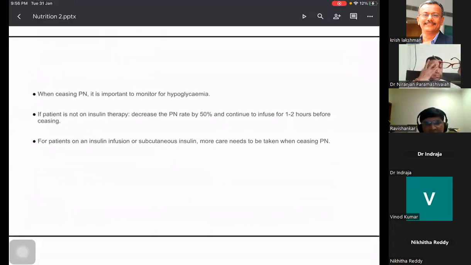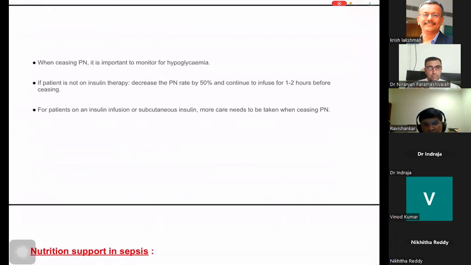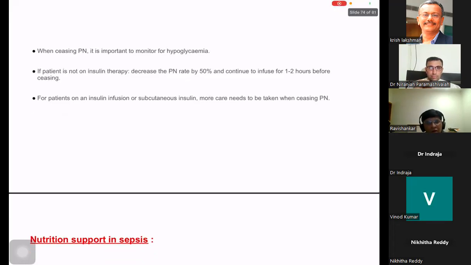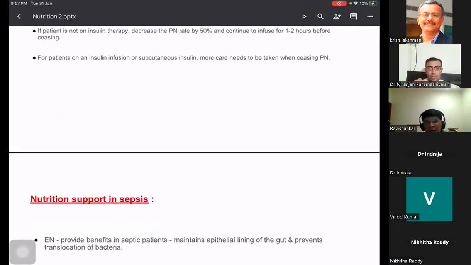As I said, in ceasing parenteral nutrition, it is important to monitor for hypoglycemia. Parenteral nutrition should not be stopped immediately. It should be decreased to 50% and observed for 1 to 2 hours before ceasing. For patients on insulin infusion, more care is required as insulin sensitivity has increased in these patients. They may suddenly go into hyperglycemia, and after stopping the sugars, they may suddenly go into hypoglycemia, which is called brittle hypoglycemia. Can I continue, sir? Yes.